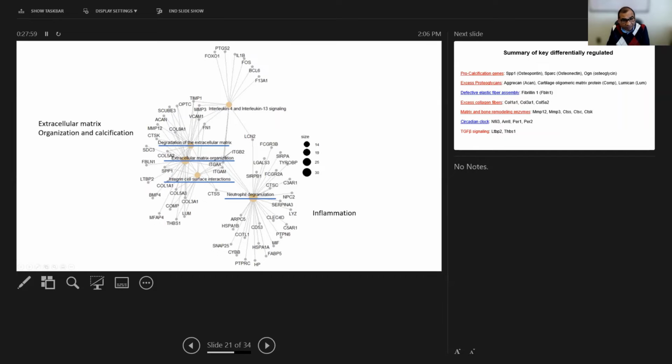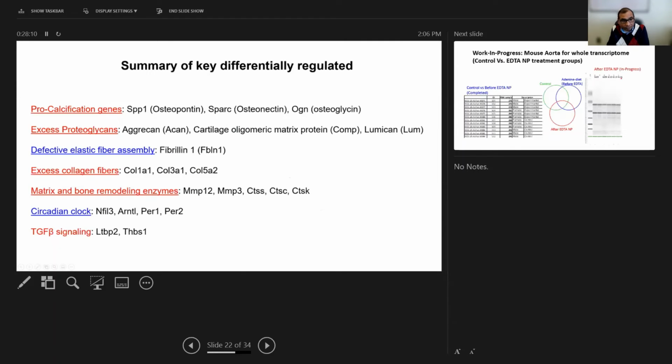So we have basically identified a lot of those genes that we are now going after in a very organized way, to try to look at and validate them and see if they're an important player. So these are some of the key genes that I thought were important. If you look at the procalcific genes we have identified, the genes in red are upregulated. The genes that are blue are downregulated. So we have seen, for example, osteopontin, osteonectin, osteoglycin. These are very critical genes that have known function in vascular calcification, and are all upregulated.